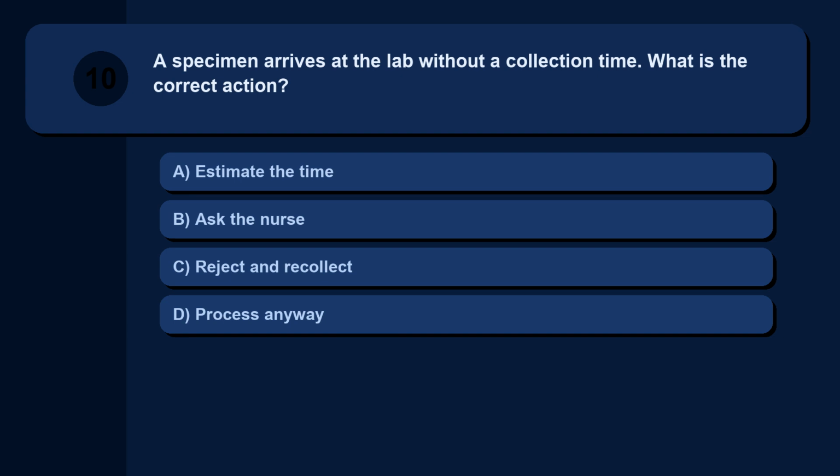Question 10. A specimen arrives at the lab without a collection time. What is the correct action? Estimate the time. Ask the nurse. Reject and recollect. Process anyway.